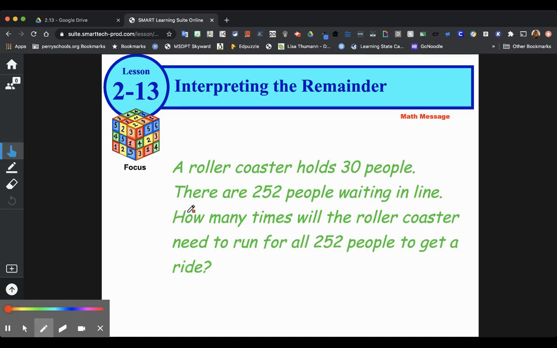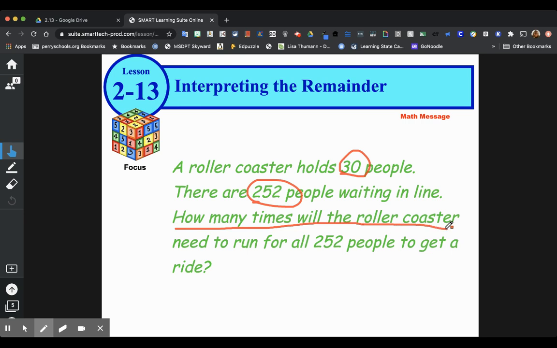I'm going to start off by using cubes. I see that it holds 30 people. There are 252 people waiting in line. My question, how many times will the roller coaster need to run for all 252 people to get a ride? So I've underlined the question here, but I really want to understand it. I want to make sure that I know what it's asking me. It says, how many times will it need to run for all 252 people to get a ride? Okay. So I know that every single person needs to ride.